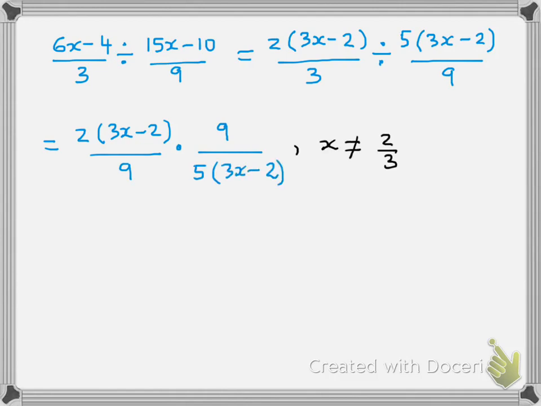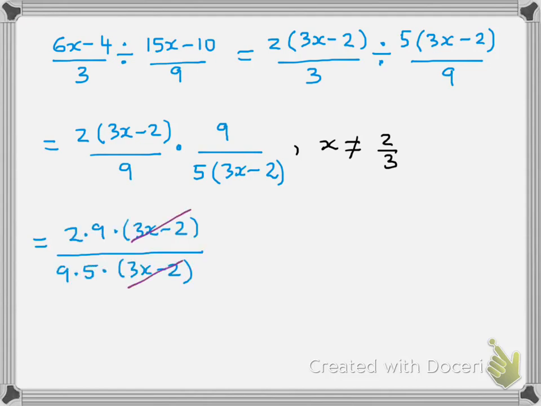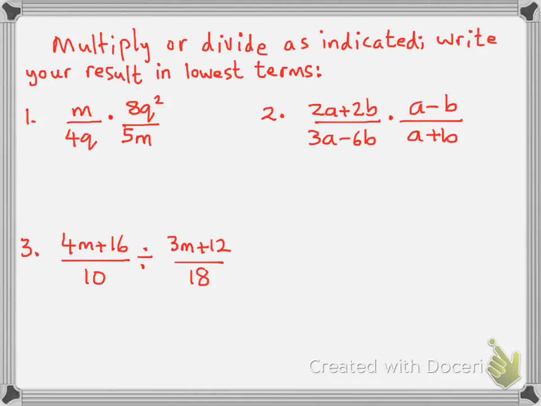Our restriction here is 2/3. When x is 2/3, your divisor will become 0, and you can't have that. Then we can rewrite by multiplying across, and then we can take out the common factors. Our result will be 2/5 with a restriction of 2/3. So you go ahead now and try this example like we have done previously. Please pause the video now and try this example, and then when you're done, you can continue the video to see what I have done. So please pause the video now.